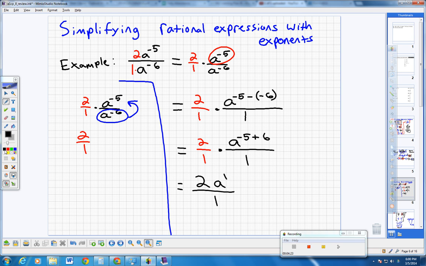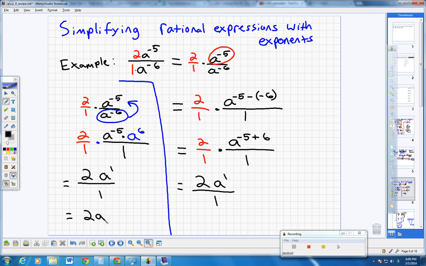So I'm going to get 2 over 1 times a to the negative 5th, which stays the same, and I'm going to multiply that by a to the 6th. He just became positive, so we're going to make him blue. That exponent just became positive by moving up there. You might see that as an easier way to do it. And again, I write over 1, over 1, over 1. Do I still get the same answer? 2a to the 1st over 1, which I know simplifies to 2a.